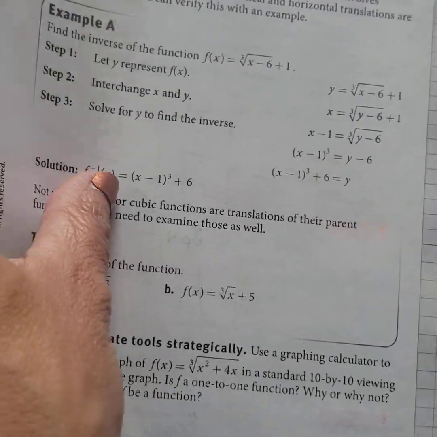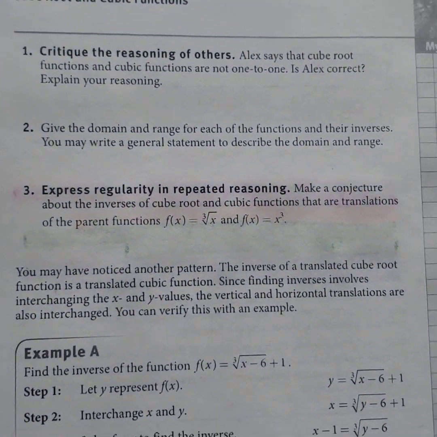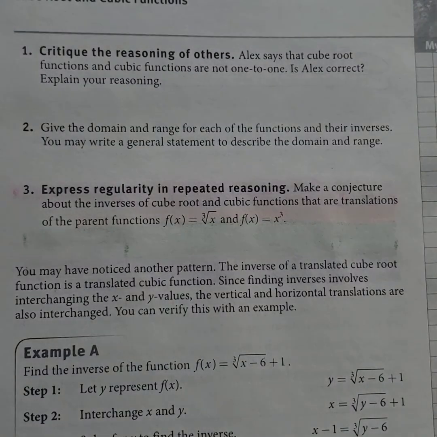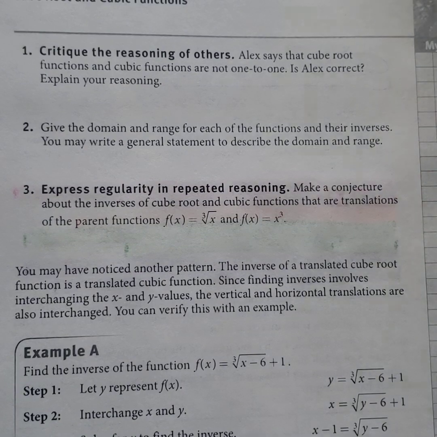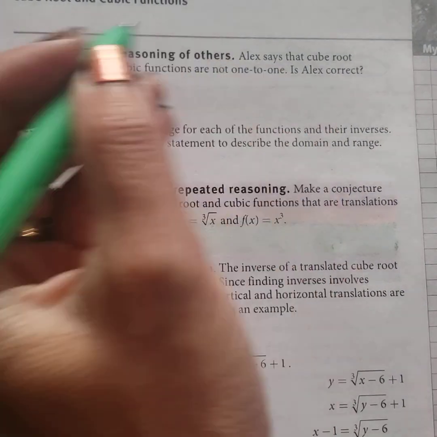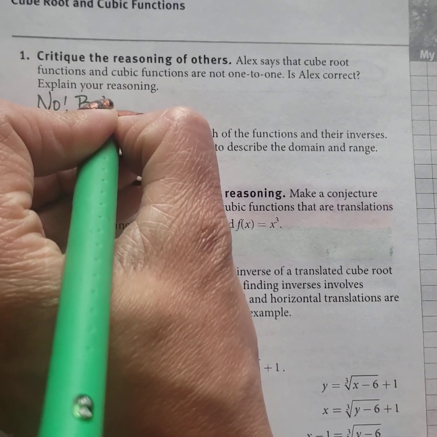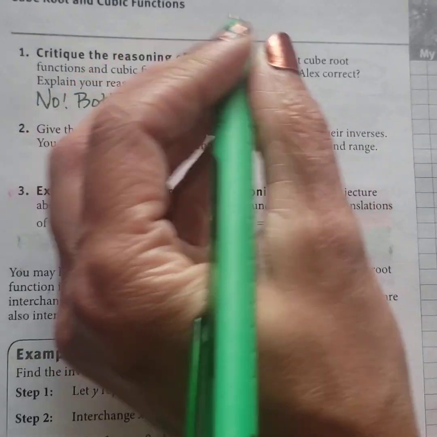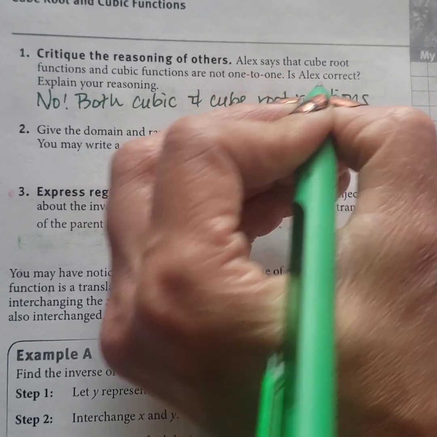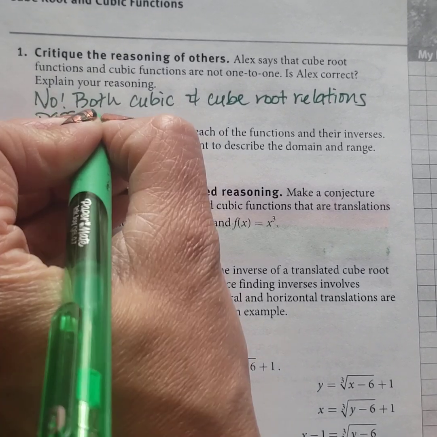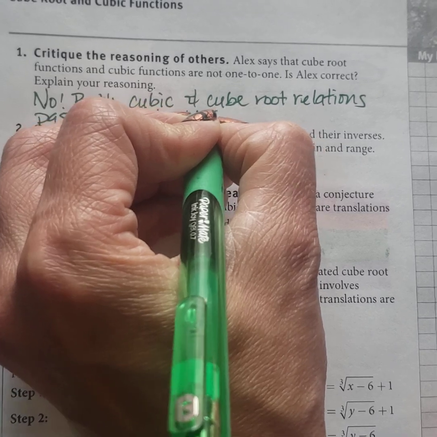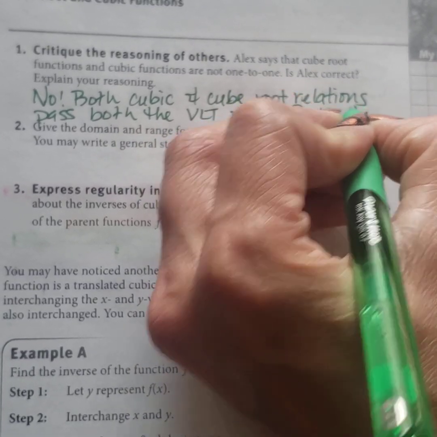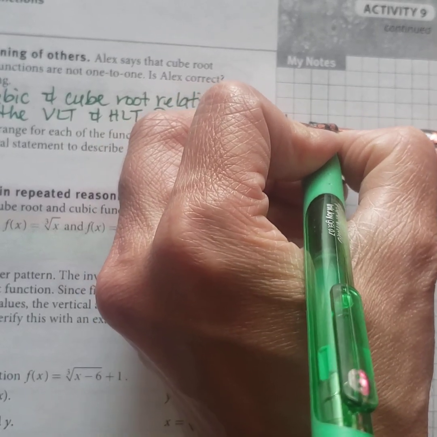Turn the page. All right, Alex says that cube root functions and cubic functions are not one-to-one. Is Alex correct? Well, what did we just say, you guys? You already had the answer to that. Is Alex correct? No. Both cubic and cube root relations pass both the VLT and HLT. So they are one-to-one.